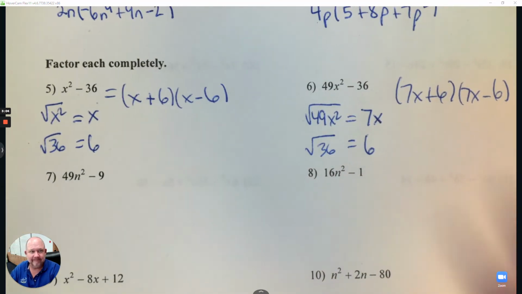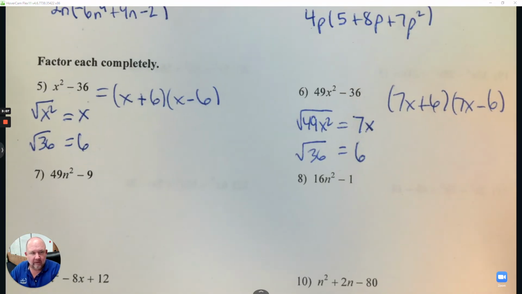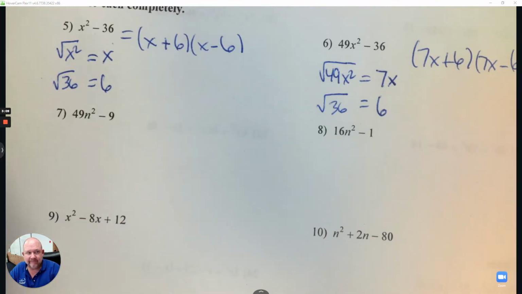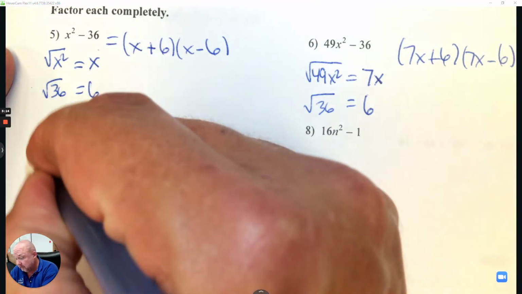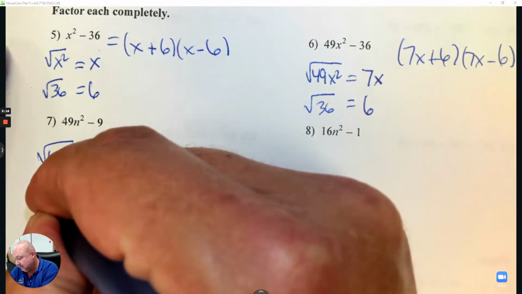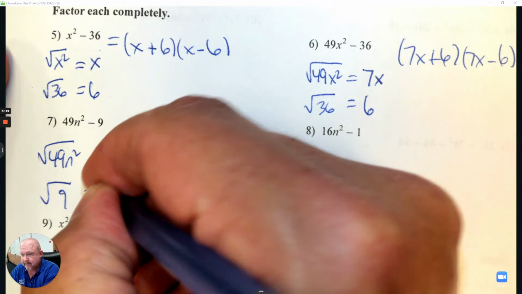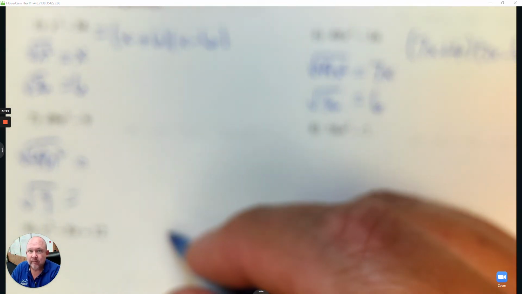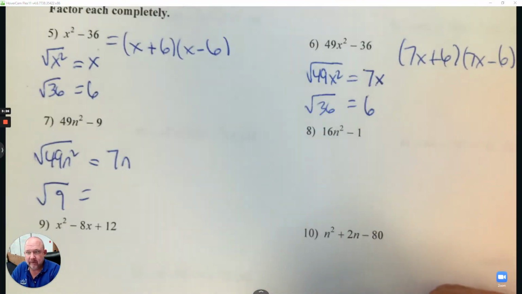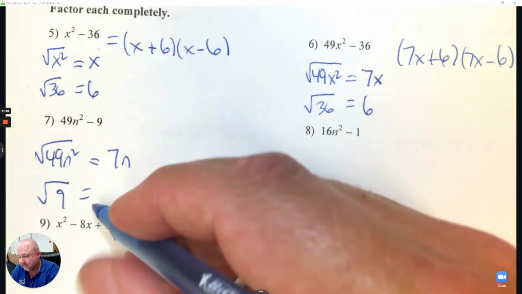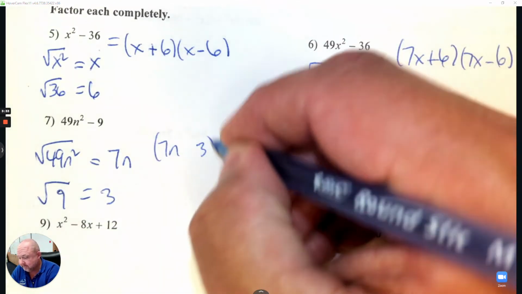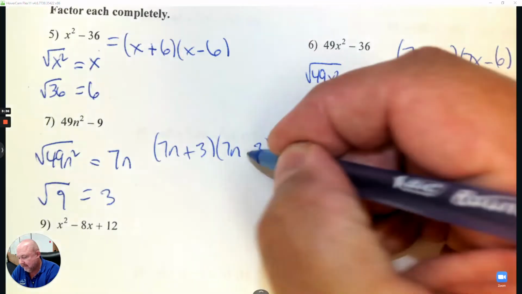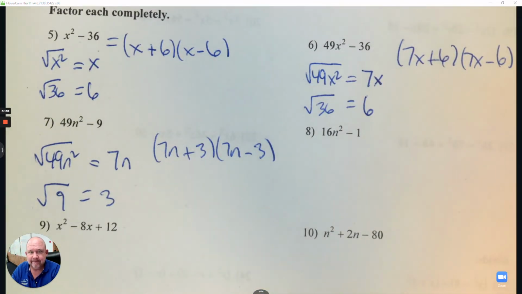Number 7. Again, it's a binomial that's subtracting. So I'm going to square root. So the square root of 49 n squared, and the square root of 9. So what number again times itself is 49, and then divide the exponent by 2. What number times itself is 9, and you have 7n and 3. One's adding and one is subtracting.